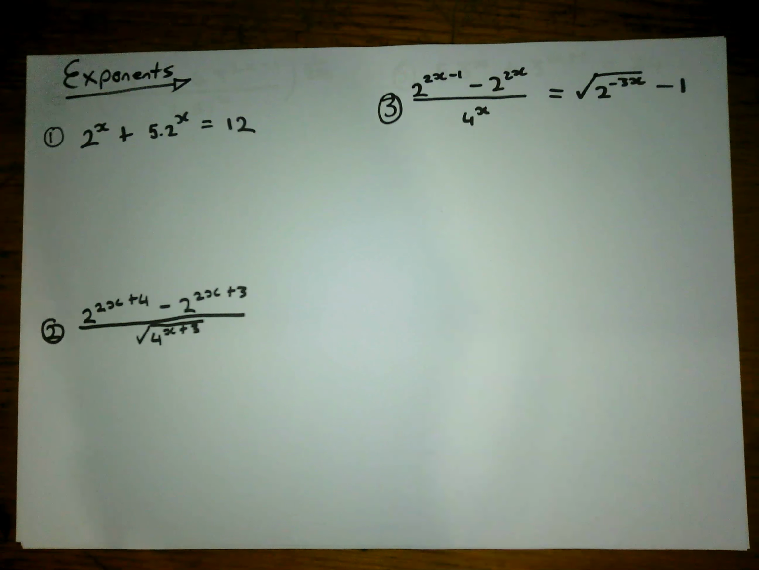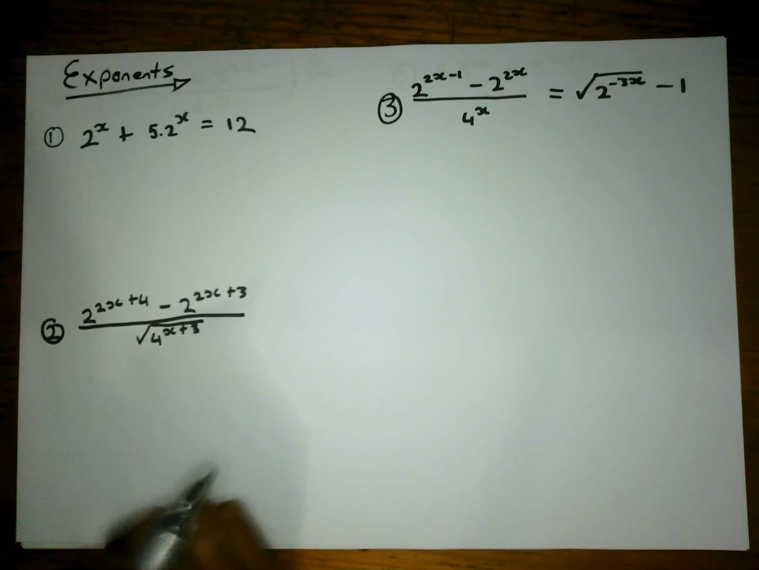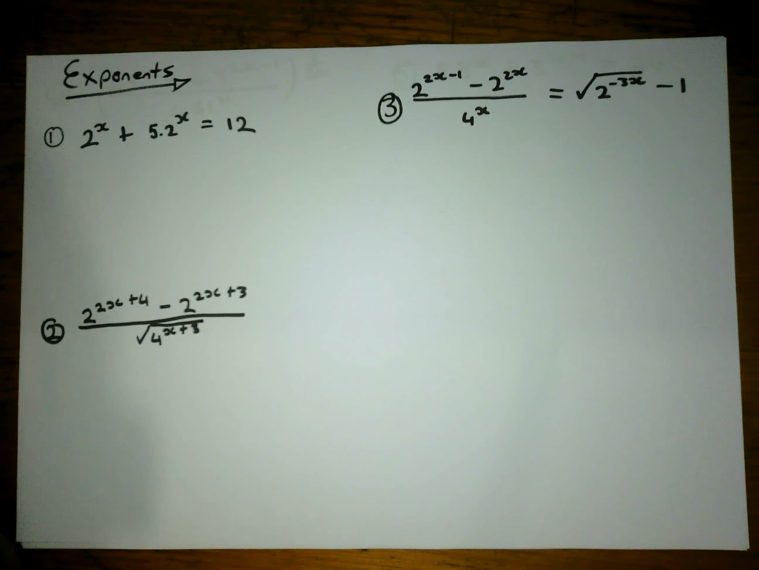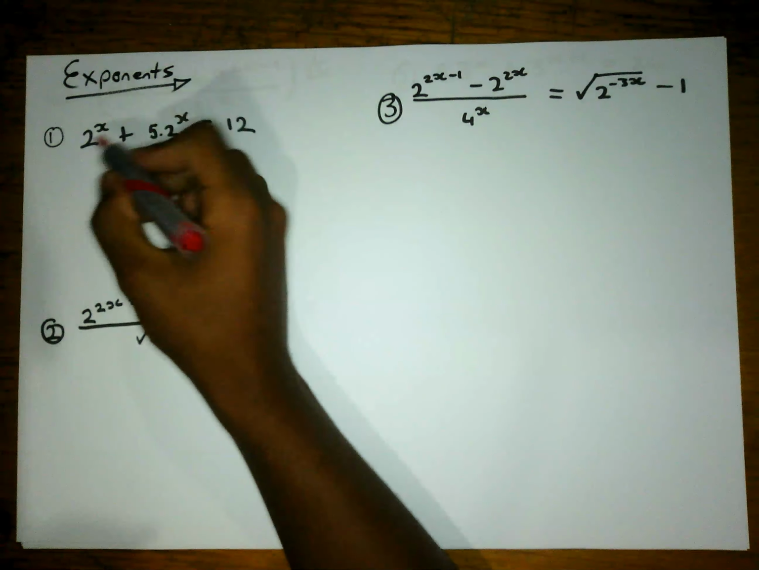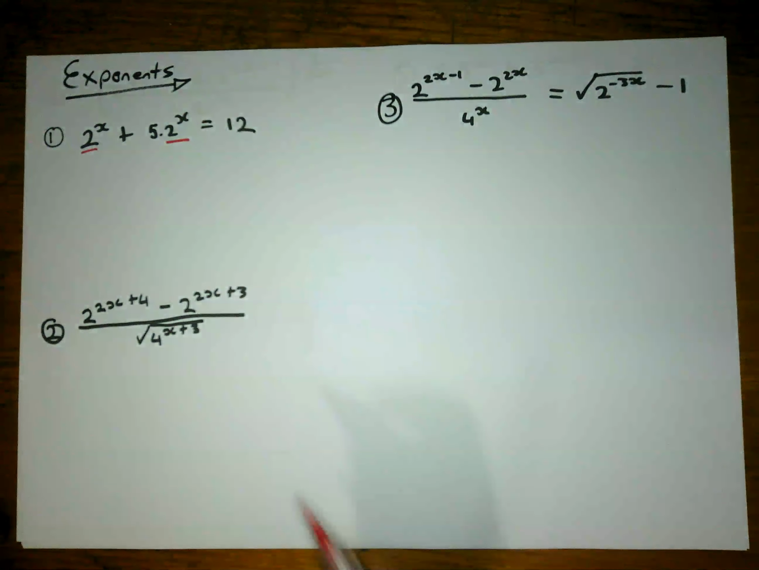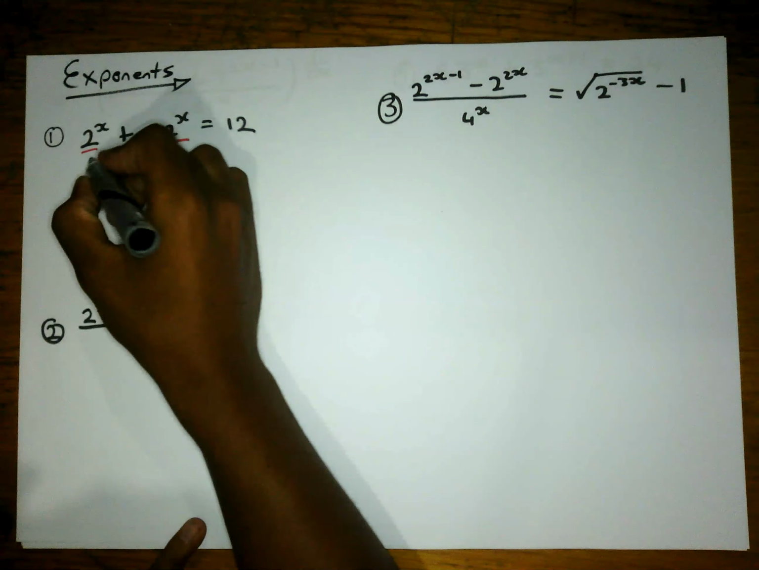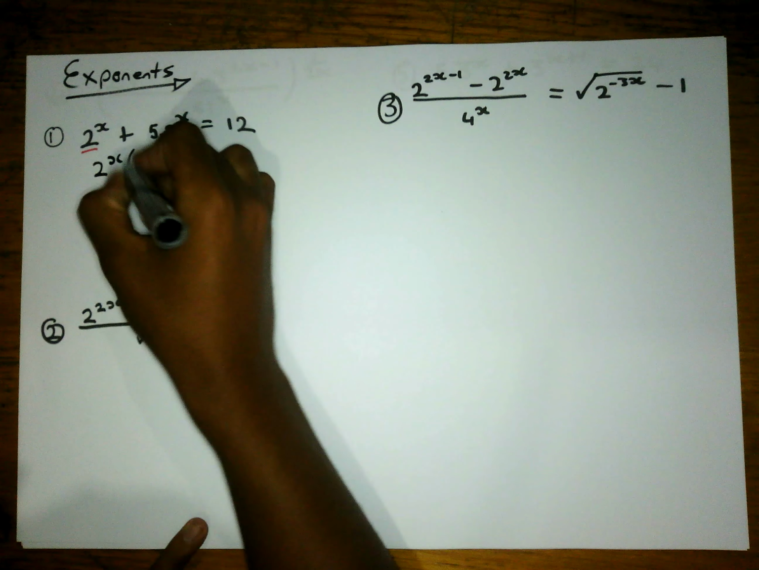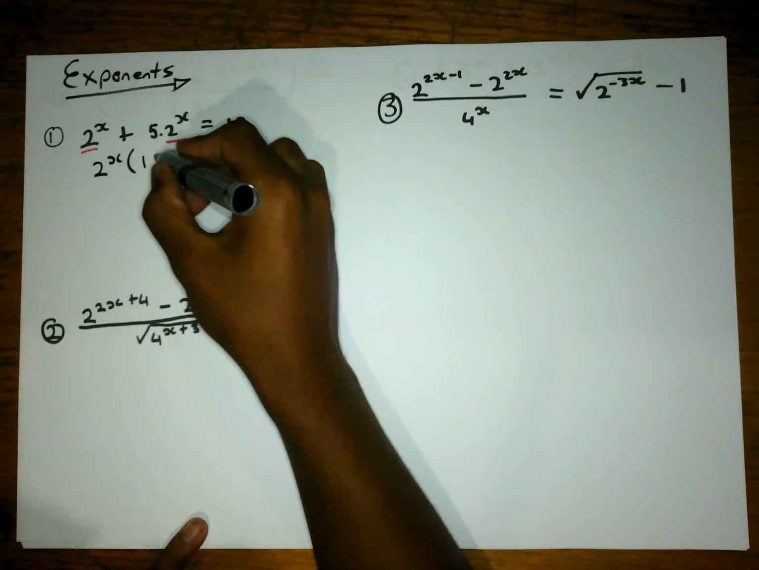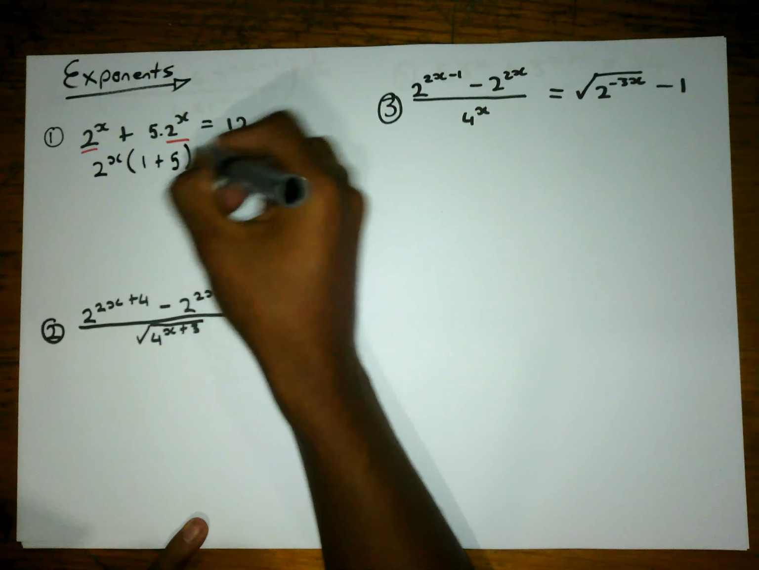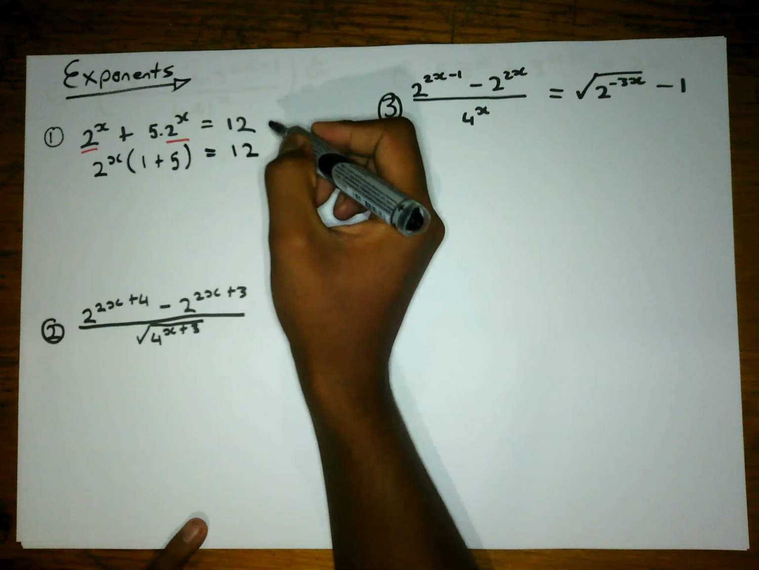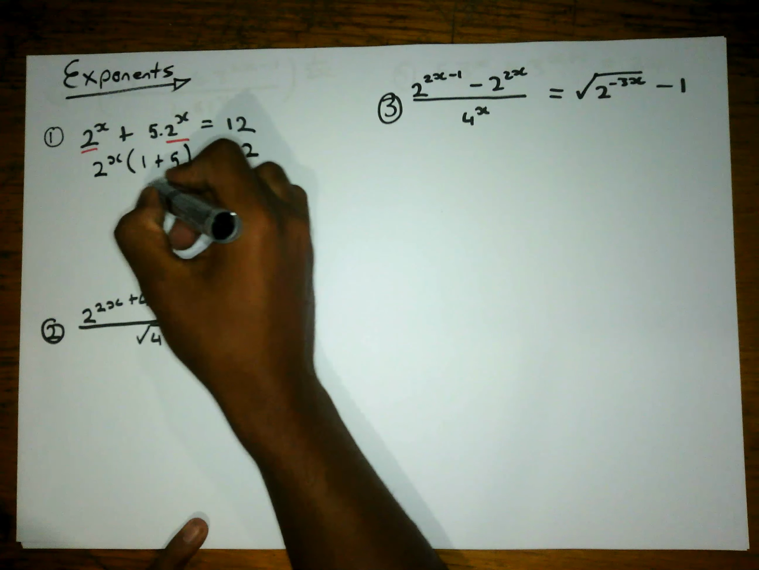Okay, so here we have exponents. So we're gonna do a couple equations. So the first one, we must recognize that we're going to factorize out a 2 to the power of x, and then we're gonna be left with 1 plus a 5 equals 12. Okay, we carry on simplifying it.